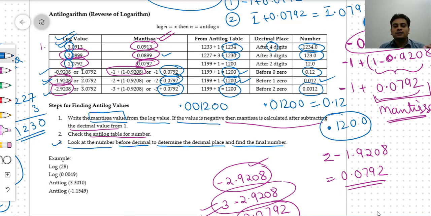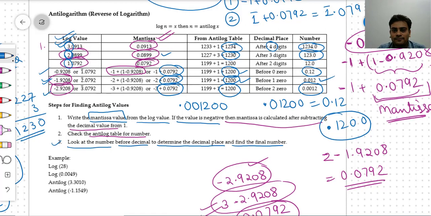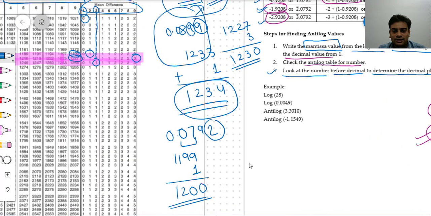So it looks like your number will be 0.0012. So this is the way you have to find the log and anti-log values from the tables, right? Now I quickly look at the anti-log table.